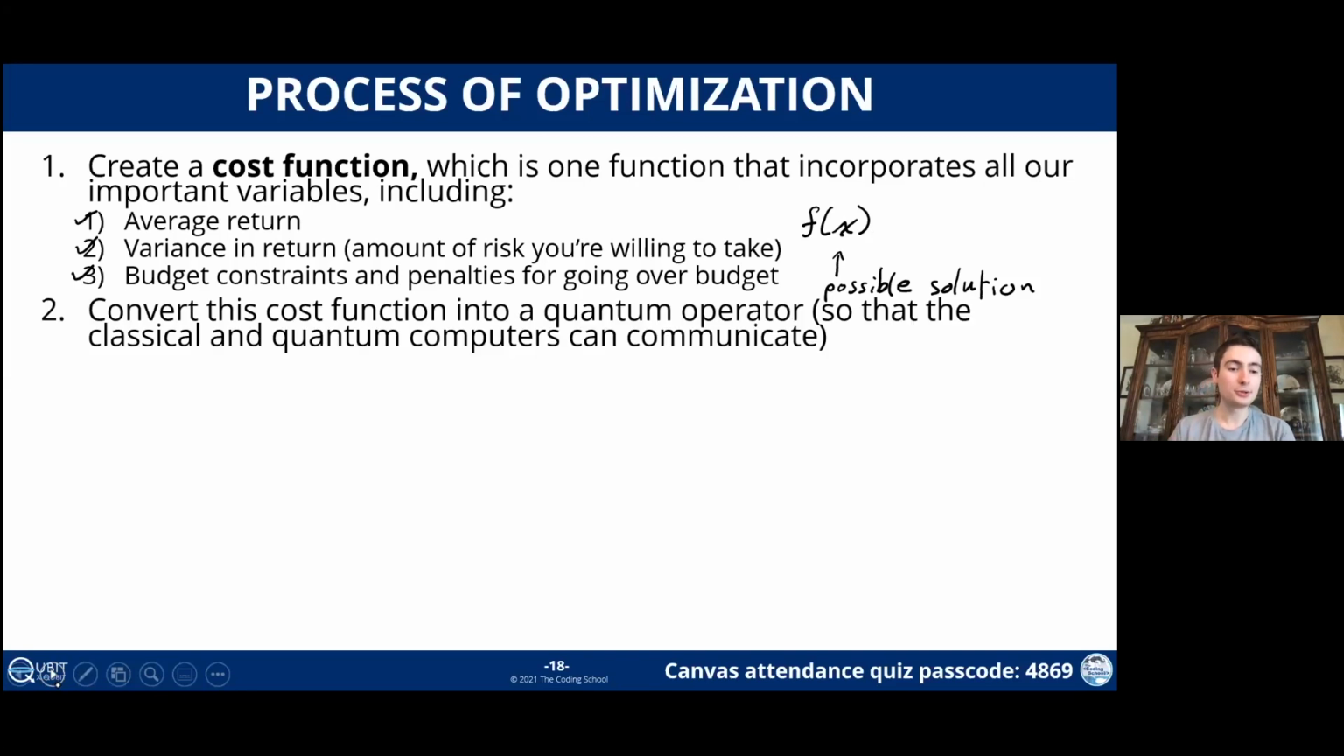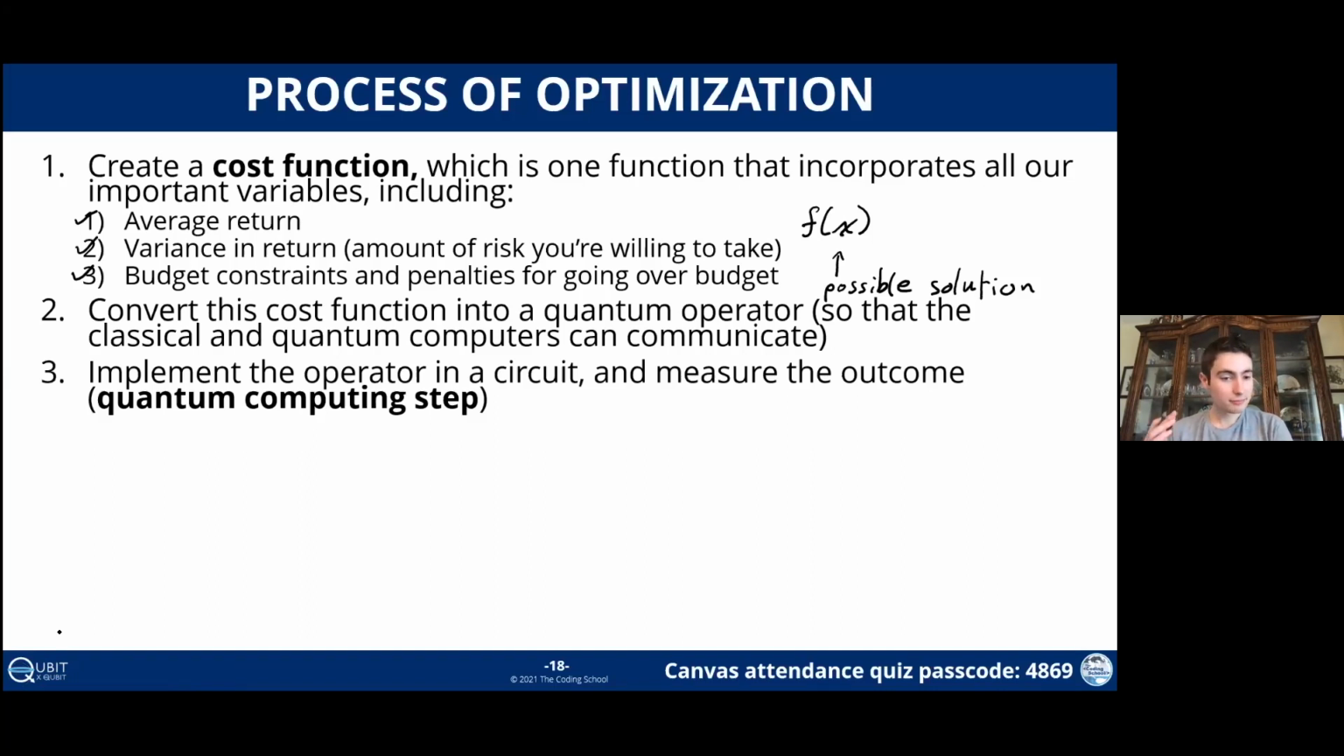All right, then step two is going to be to convert this cost function into a quantum operator so that the classical and quantum computers can communicate. So we need our quantum computer to be able to evaluate this cost function, and so we need to convert this into a quantum operator somehow. This is very similar to what we've seen in previous problems, where we had to take our classical understanding of the problem and convert it into a quantum operator. Usually the sticking point there is that you need to make sure it's reversible, right? Remember, we talked about that with oracles.